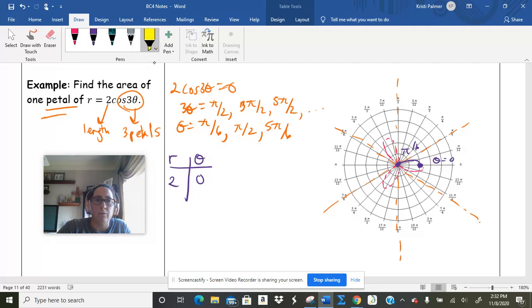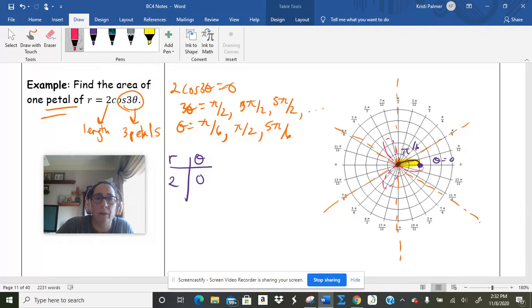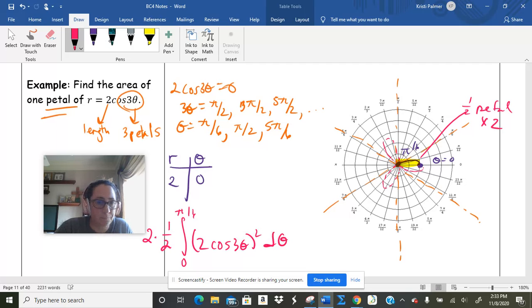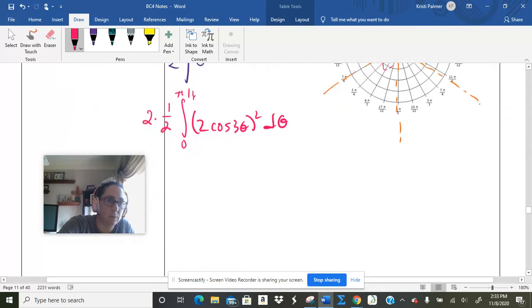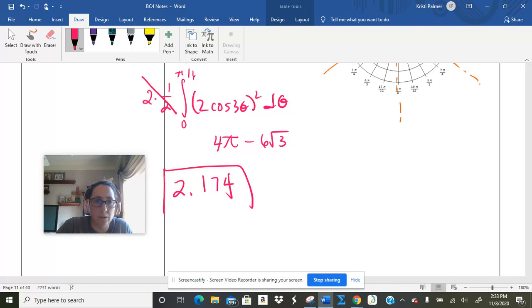Okay? But for this, I'm going to just find this half petal and multiply by 2 to get the full petal. That way I don't have to worry about going further and trying to find more information. It's just I've got half a petal, multiply it by 2. So I have 1/2, and I know I'm going to multiply by 2, from 0 to pi over 6 of my r squared. If you want to try it by hand, you would get 4 pi minus 6 radical 3. Otherwise, this would actually be on the calculator section, and that's what you would get.